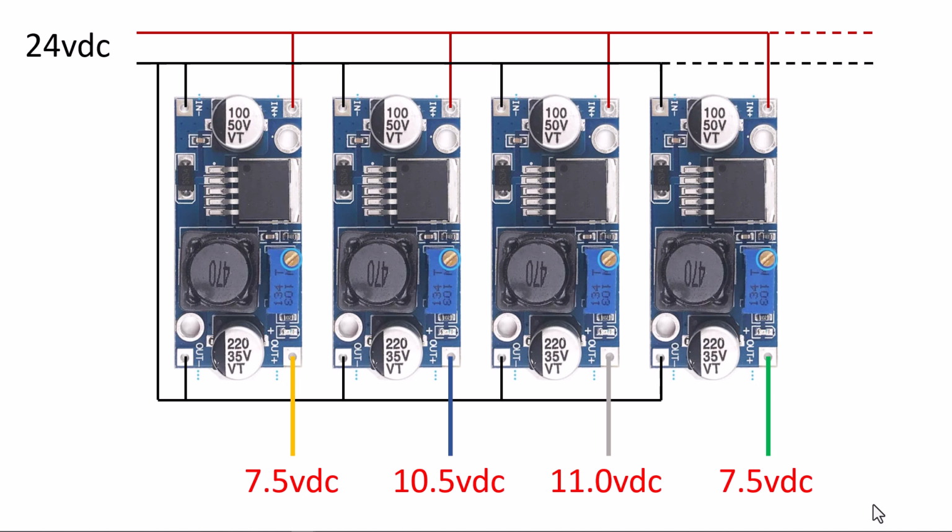Okay, notice the dashed lines up there. This is not your whole circuit. So that plus 24 volts has to go to several other locations besides just these buck circuits.